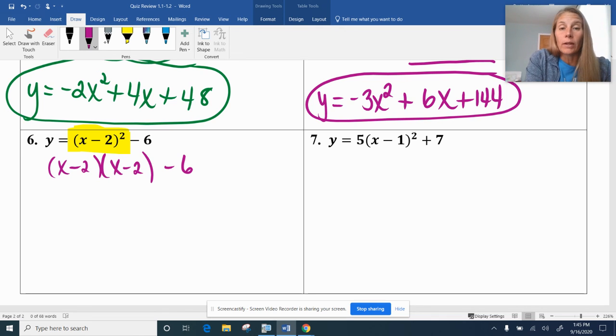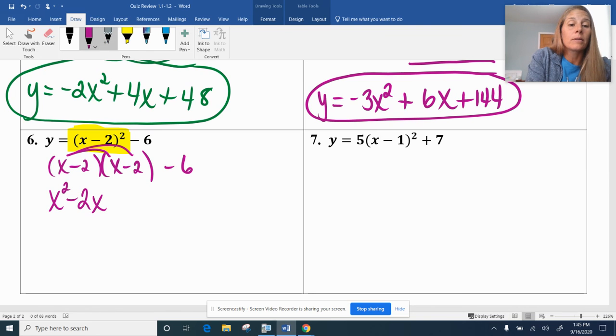So I just like to write it twice so I don't get confused. And then I just do my distributive property. So x times x is x squared minus 2x. Multiply the middle, negative 2x, and then positive 4. I have like terms in the middle there, which would be negative 4x.